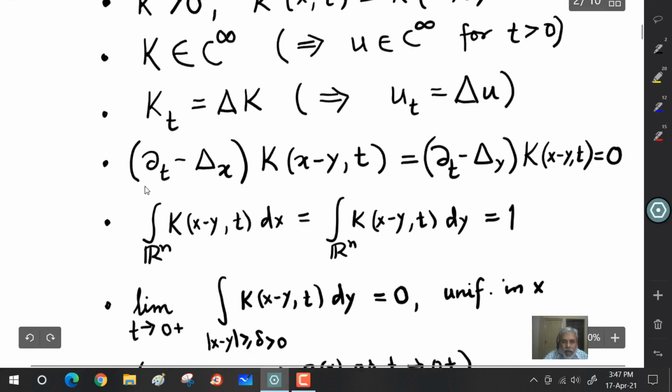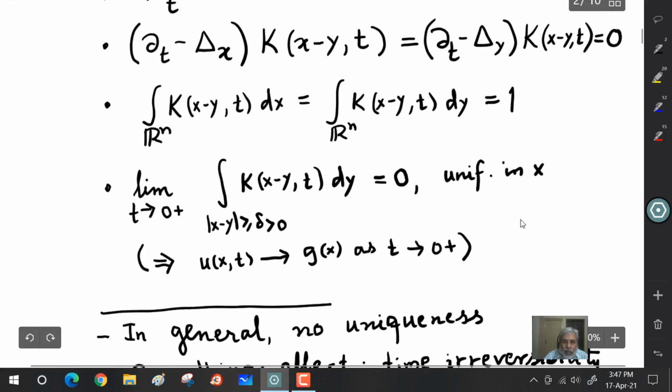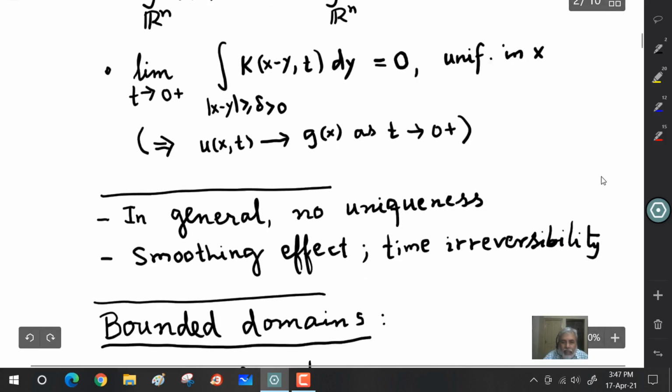More generally, we have this one. Okay, so we can take k as a function of x minus y here, and if you take this heat operator and differentiate with respect to x variables, and differentiate with respect to y variables, even that is 0. And this is another important property: the total integral over Rn is 1.